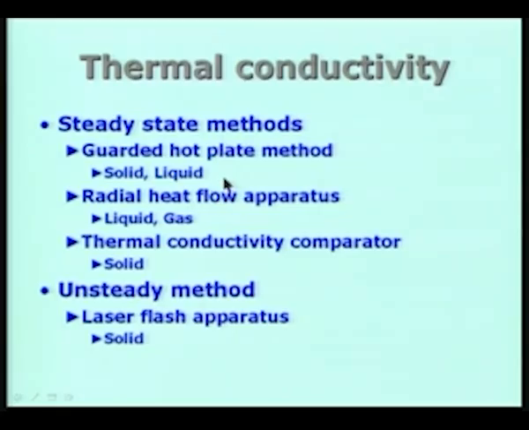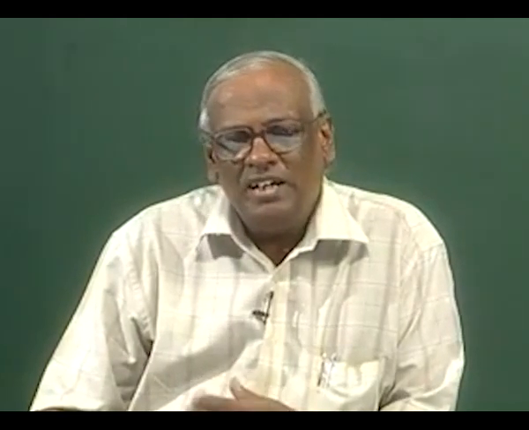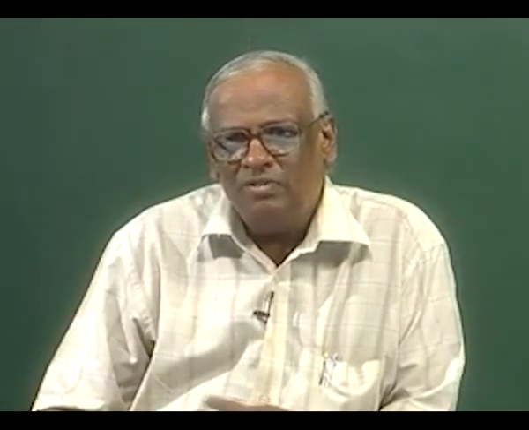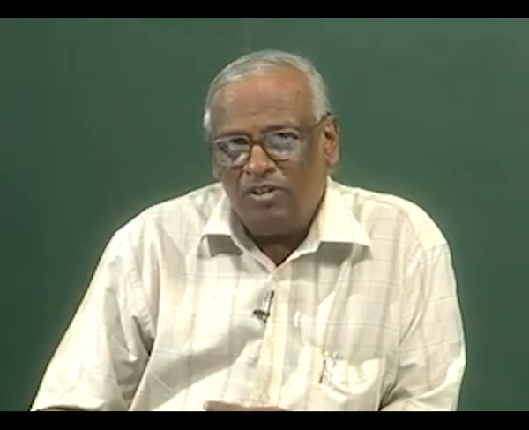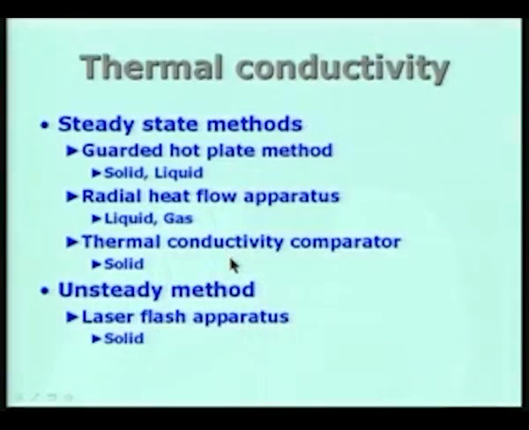Then we have what is called the radial heat flow apparatus, which uses a very small gap between two cylinders, and the specimen, either in the form of a liquid or gas, is taken in the gap, and we allow heat transfer to take place across the gap under a temperature difference. In fact, there is one way of suppressing convection taking place within the sample. The third method I am going to discuss is the thermal conductivity comparator, which is for the measurement of thermal conductivity of solids.